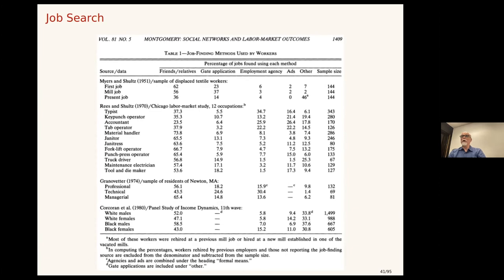So what do we learn from this? How do people find jobs? You might ask friends and relatives, friends of friends, whatever. You might actually just knock on the door and say, do you have any work? You might go through an employment agency. You might answer an ad. There are other ways. Today, we would have things like looking at job market websites, none of which were present at the time of even the latest study by Mary Corcoran.